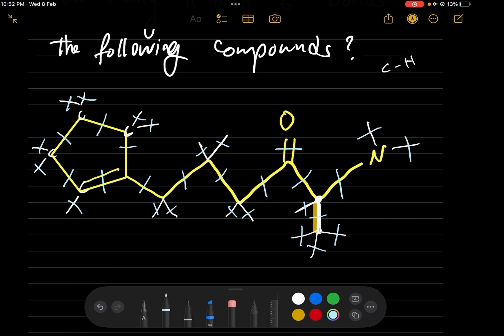Okay, so far we have 2 pi bonds and 32 sigma bonds.